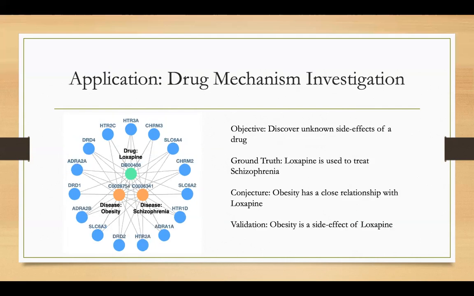Another application is drug mechanism investigation. We can use this system to discover unknown side effects of a particular drug. Take the motif-clique shown in the graph as an example. The ground truth is loxapine is used to treat schizophrenia. Based on this motif-clique, we can make a conjecture that obesity has a close relationship with loxapine. In fact, obesity is a side effect of loxapine. Therefore, motif-cliques allow users to study medicine characteristics and find potential side effects of drugs.